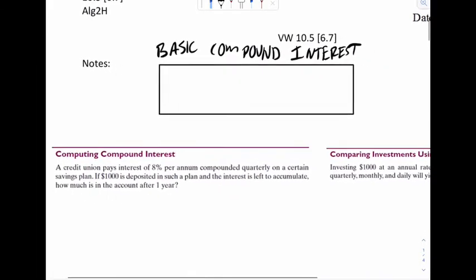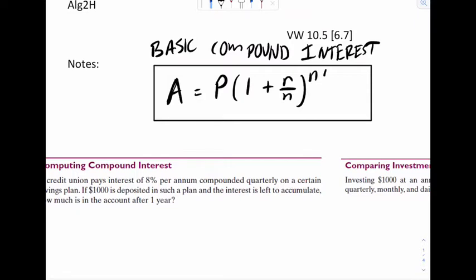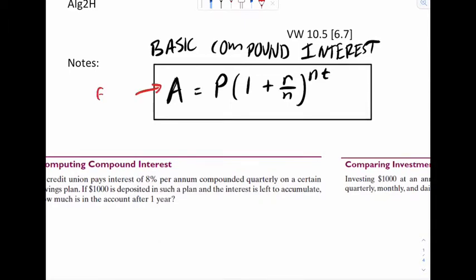The first thing to note is a formula we'll be using. You're going to write this down. A is equal to P times (1 plus R over N) to the power of NT. It looks really crazy, but don't worry, we're going to break this down. This A is going to be your final amount. This P is going to be your initial amount, or in money world, we call this the principal.